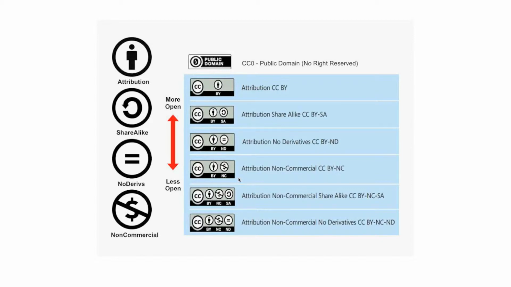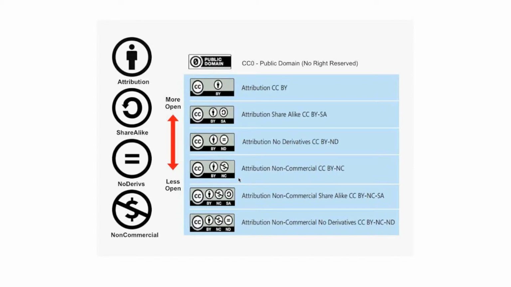So on the right-hand side, you can see a list of different licenses. The first one is public domain, which means no rights reserved. It is the most open license. You don't have to credit back to the original creator. You can use it any way you want and share it. And the second one, attribution, also called CC-BY. This is the license that lets others distribute, remix, tweak, and build upon your work, even commercially, as long as they credit you for the original creation.